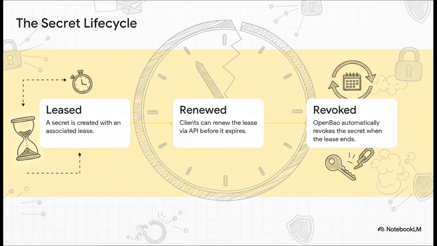This really gets at the dynamic, temporary nature of everything inside OpenBao. Every single secret has a life cycle. First, it's leased for a specific amount of time. If you still need it, that lease can be renewed. But if not, or when the job's done, bam, it is automatically and completely revoked. This idea that everything has a short, finite life is a core part of modern security.